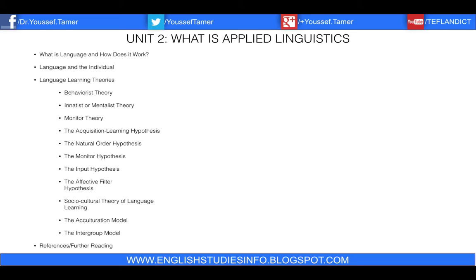We will see the details. And then the natural order hypothesis, the monitor hypothesis, the affective filter hypothesis, and the socio-cultural theory of language learning, the acculturation model, the intergroup model. So we will cover these in the second unit.